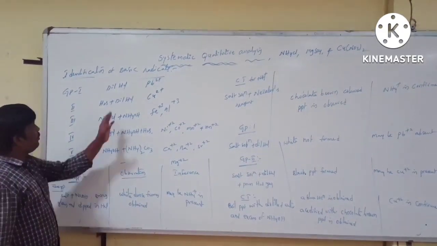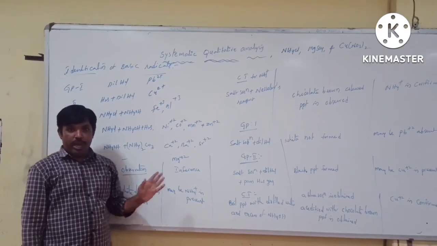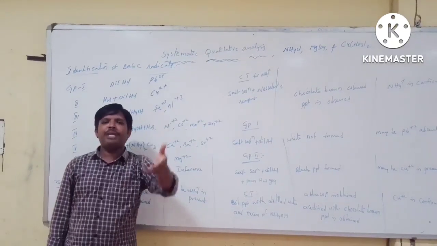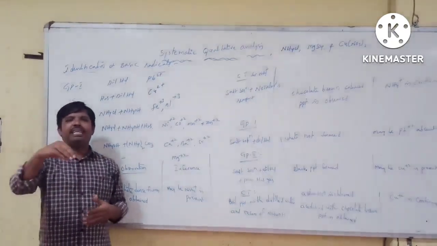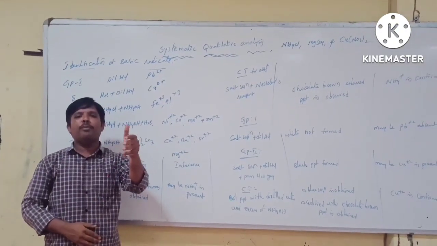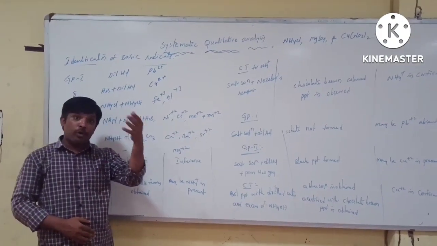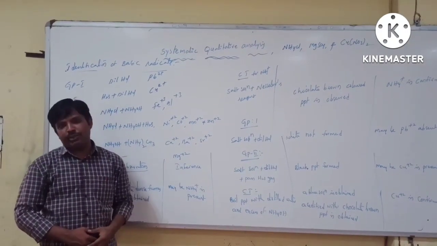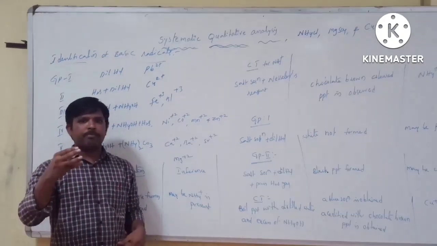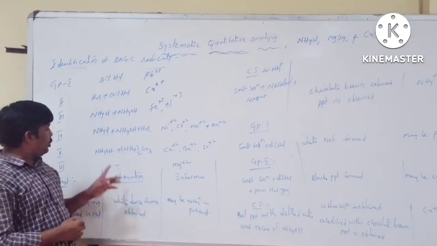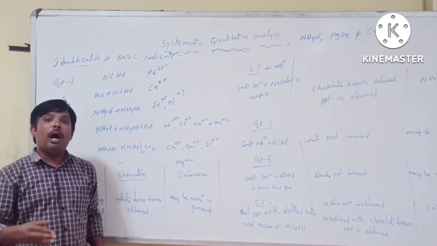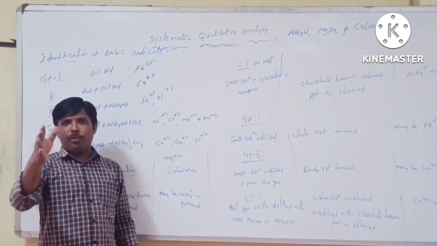For the group reagents, these are also viva questions, and they must be remembered. First group reagent, dilute HCl. Second group reagent, dilute HCl plus H2S. Third group reagent, ammonium chloride and ammonium hydroxide. Fourth group reagent, ammonium chloride, ammonium hydroxide and H2S. Fifth group reagent is ammonium hydroxide and ammonium carbonate. Sixth group has no reagent.